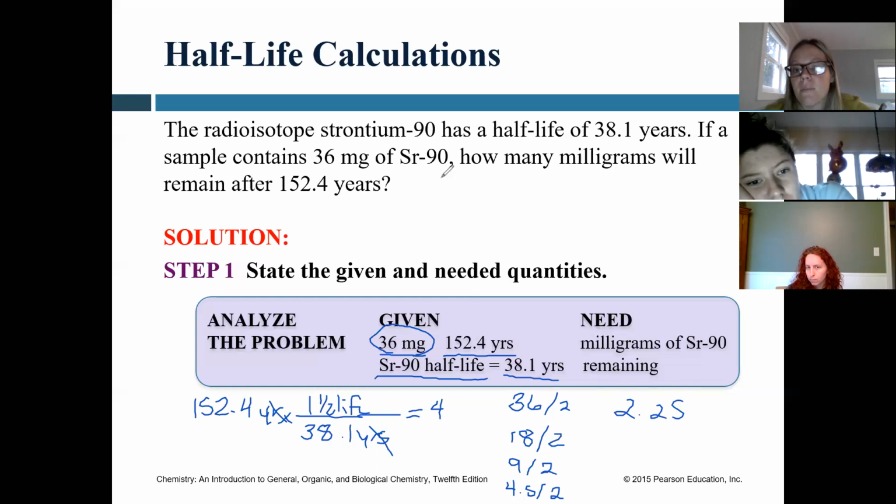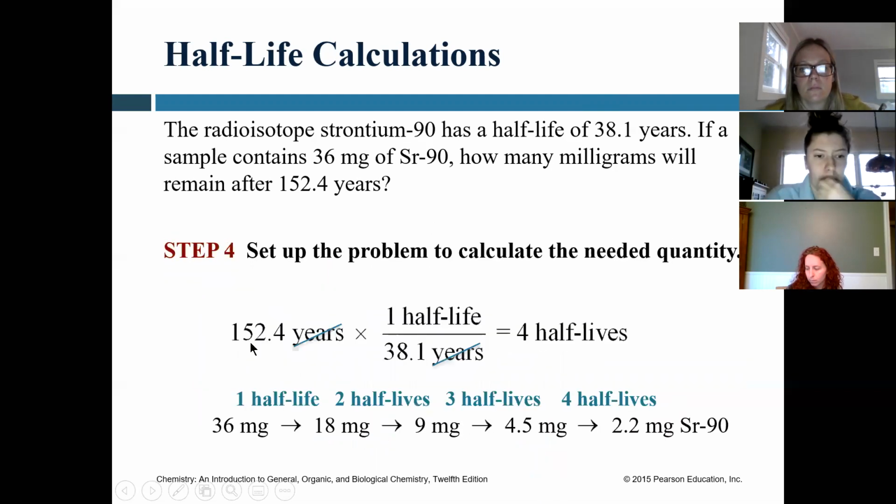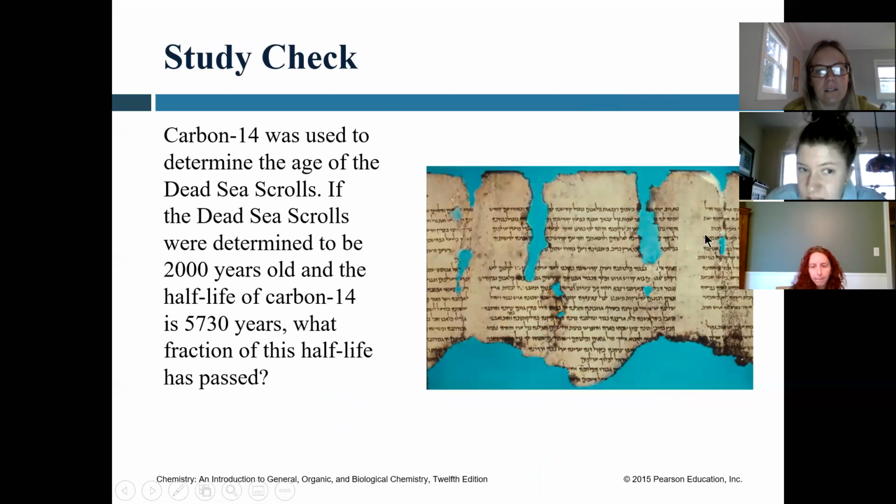So we just take the original sample and chop it in half until we get to the number of half-lives. So the remaining amount of strontium-90 should be 2.25 milligrams. So you figure out how many half-lives have occurred and then just cut in half that number of times. That's going to be it. Doesn't have to get much scarier than that.